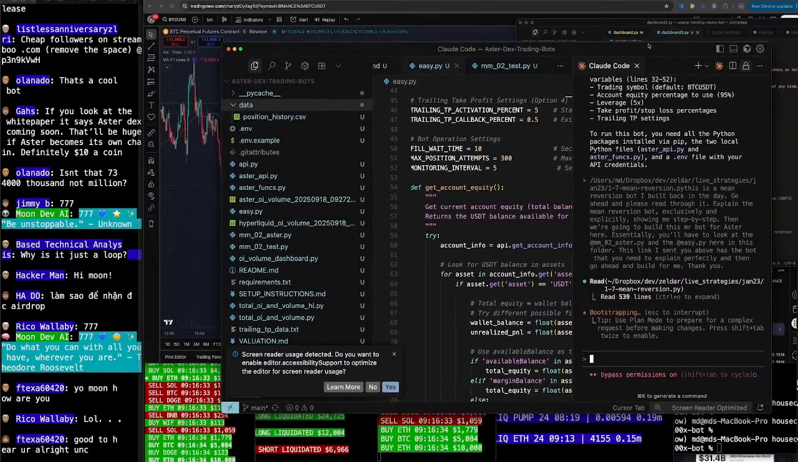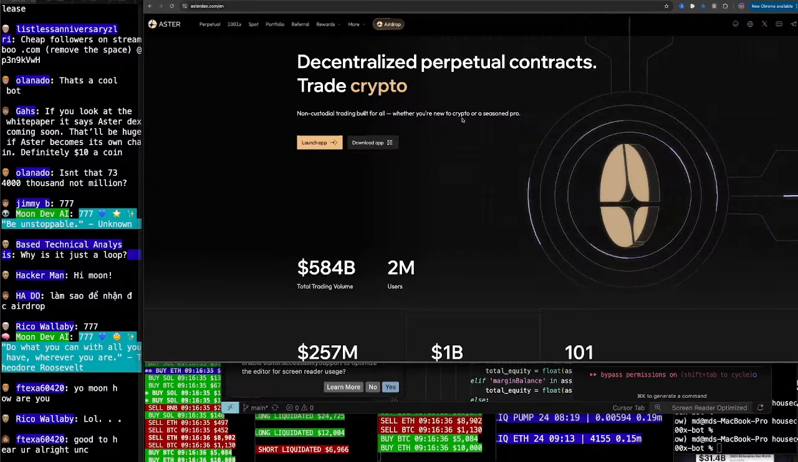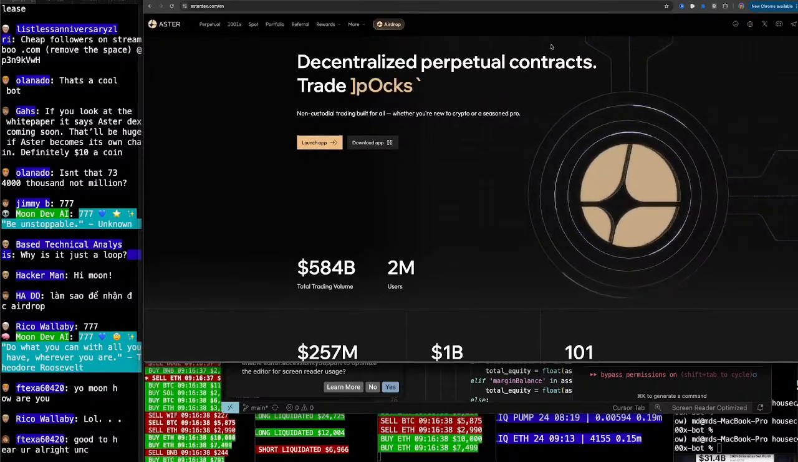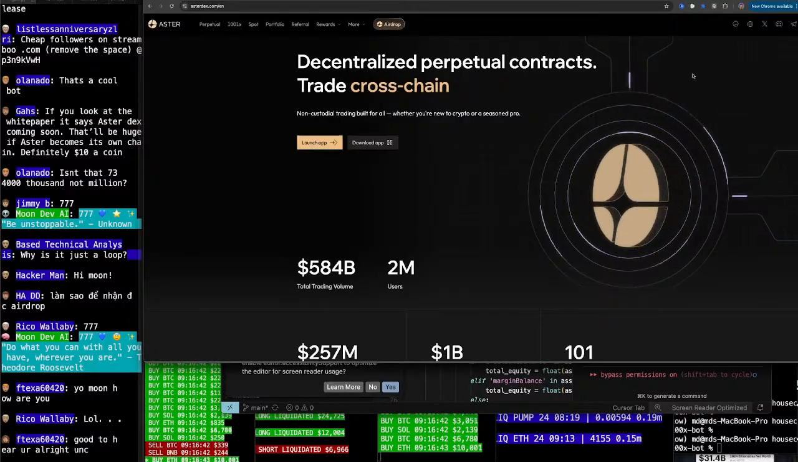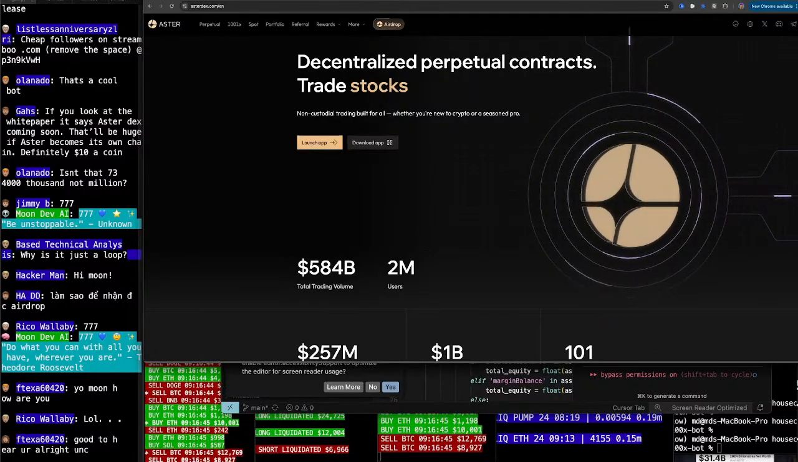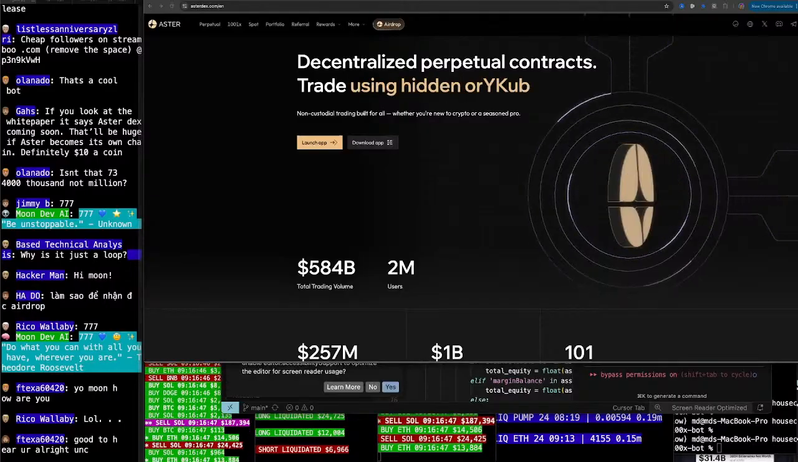So that's a mean reversion bot. The reason I'm building this is because Aster's having a huge airdrop of 500 to 700 billion, or $1 million. If it was billion, holy smokes, that'd be crazy. But they're having a huge airdrop, so I'm building bots for it. I've already built my easy.py and I put it inside the Discord.